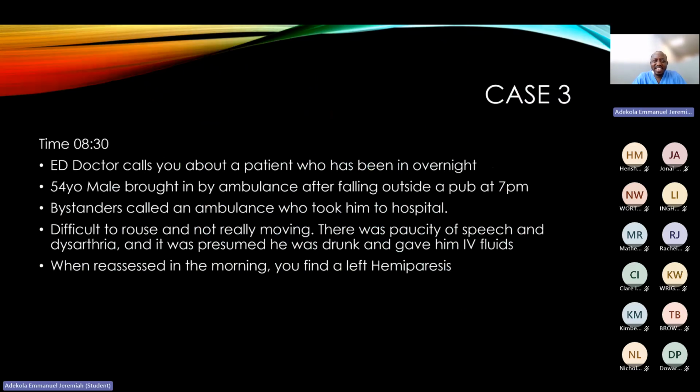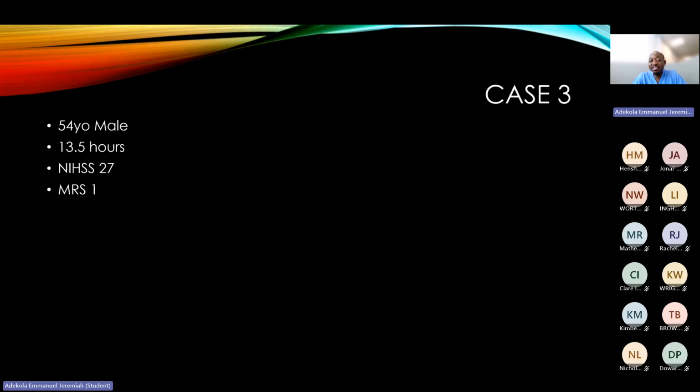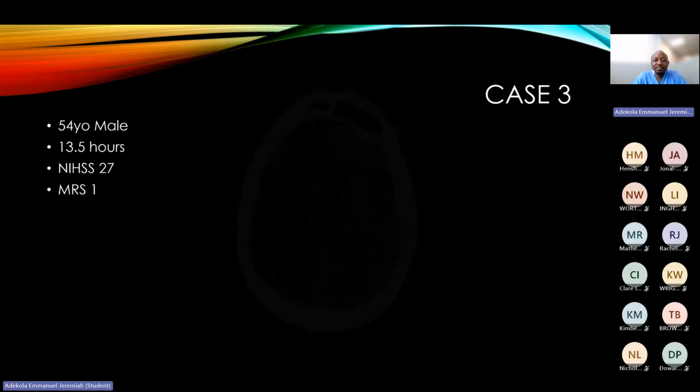I've got another case here of a patient who was found outside the pub at about 7 p.m. The patient was not oriented, he wasn't speaking too well, and he was presumed to be drunk, and they felt this is likely more of alcohol intoxication. However, the following morning, he was found to have left hemiparesis. This is about 13 hours from the onset, and NIHSS was 27.